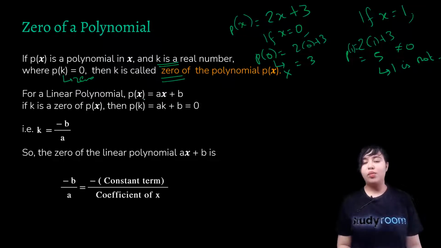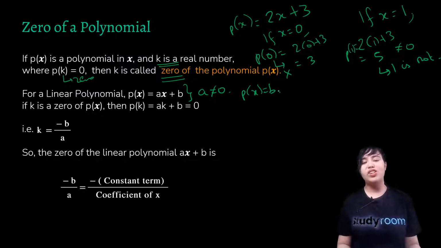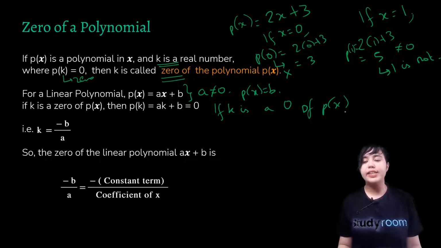A linear polynomial is the one which has degree 1. So it is of the general form ax plus b. So x is to the power 1 over here and a cannot be 0 in this case, because then you will get p of x as b, and p of x equal to b is not even a polynomial, no variable is there. So if k is a 0 of p of x, then what can I say? It means p of k should be equal to 0.